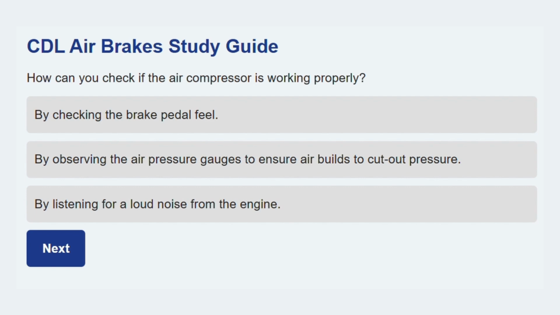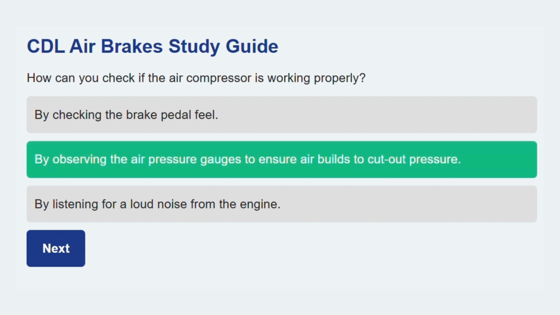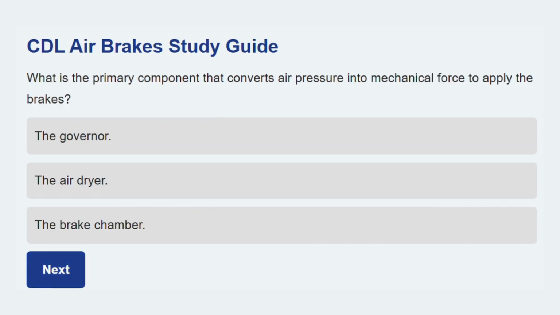What about this next one? How can you check if the air compressor is working properly? By observing the air pressure gauges to ensure air builds to cut out pressure. During your pre-trip, watch the gauges to confirm the compressor builds and maintains pressure correctly.